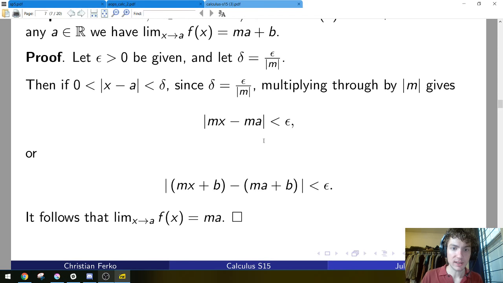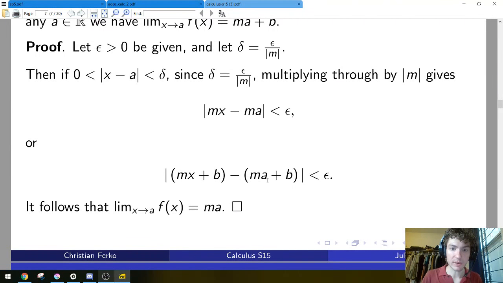So now I'll ask you about this last step. We've proven this just by multiplying through by the denominator. How did I go from this step, absolute value of mx minus ma is less than epsilon, to this step, absolute value of mx plus b minus ma plus b is less than epsilon?